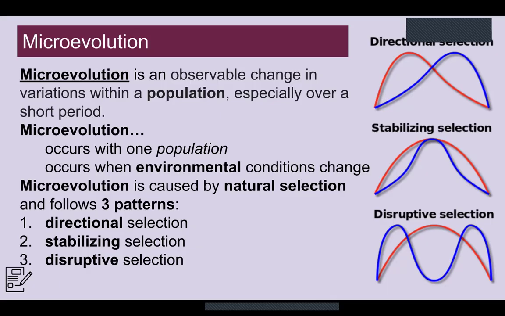Microevolution is caused by natural selection, and there are three types of natural selection that are under microevolution. And the three types are your next three slides. It's directional selection, stabilizing selection, and disruptive selection.